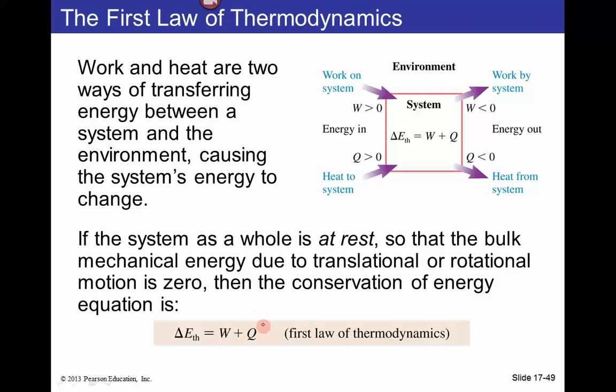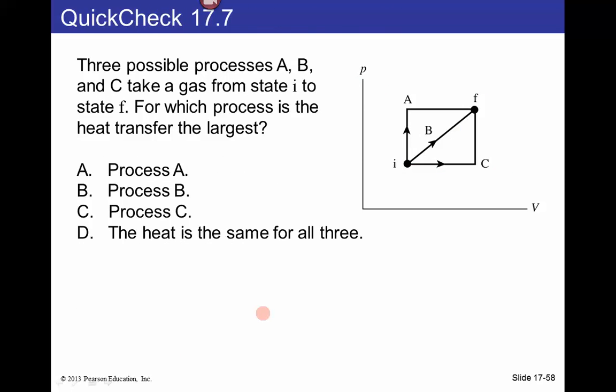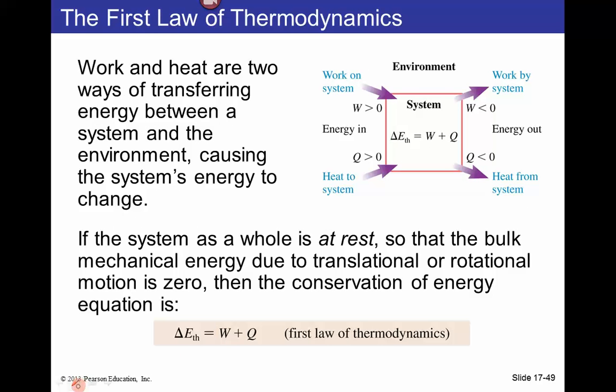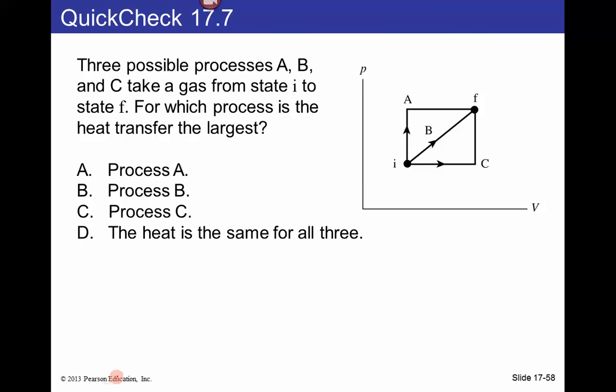So this is all summarized in this beautiful equation, which is known as the first law of thermodynamics. And it's nothing else but conservation of energy. So let's look at this simple example. We have a system that goes from this initial state to the final state. And there are three ways in which the system can go, by doing process A, process B, and process C.